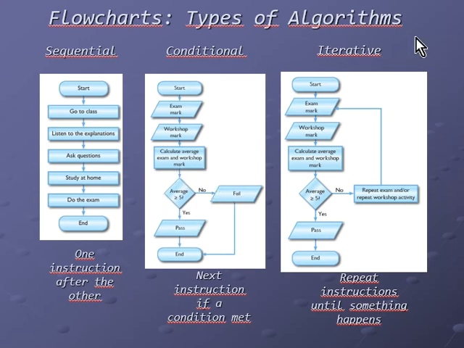Finally, we have iterative algorithms, in which something is repeated several times. For example, when you have the opportunity to retake an exam, you have the average mark, and if you get more than 5 out of 10, you pass. If not, you can repeat the exam several times until you pass. So these are the three main types of algorithm we use.